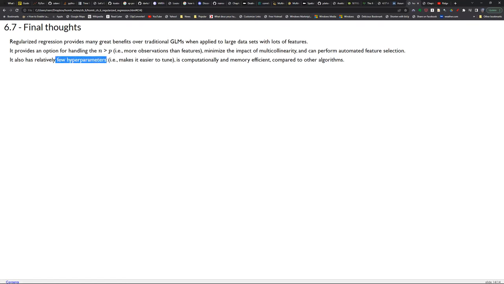It also has fewer hyperparameters. Basically, with elastic net, there are only two: the lambda, which is the penalty coefficient, and the mixture. How much ridge, how much lasso, should we use to get an optimal model? So it's easy to tune, and it's very computationally and memory efficient. When I ran these models, at least on my computer, it took less than a minute.